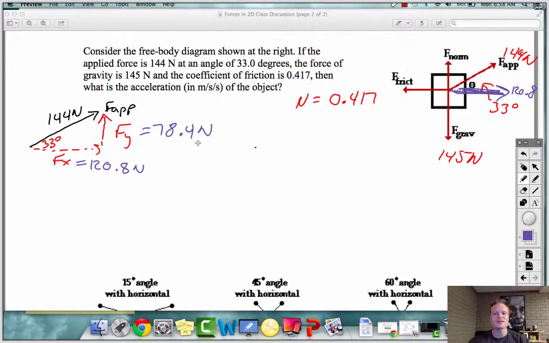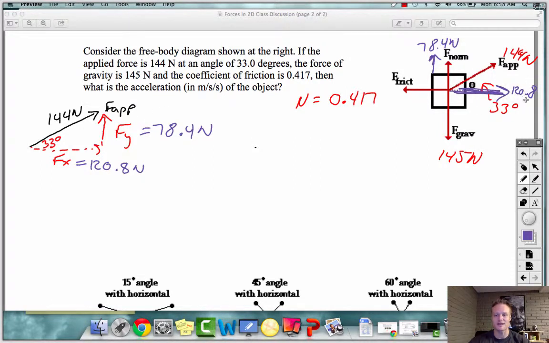Okay, so what that actually means is that with F norm pointing up, there's another force called F applied, which is going with 78.4 newtons. That's the hardest part, frankly, in my opinion: just breaking this force into components and then updating your free body diagram. I highly recommend updating your free body diagram.